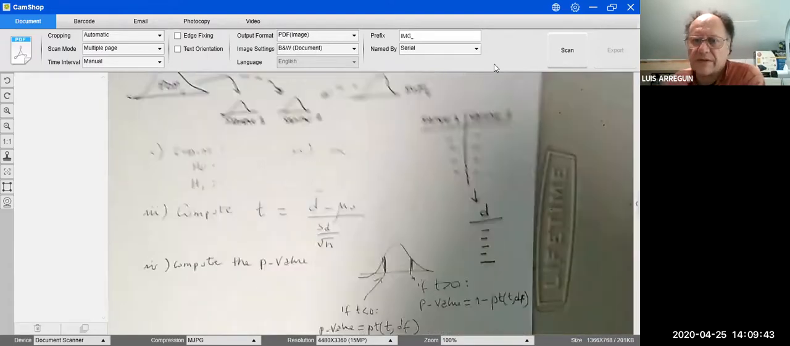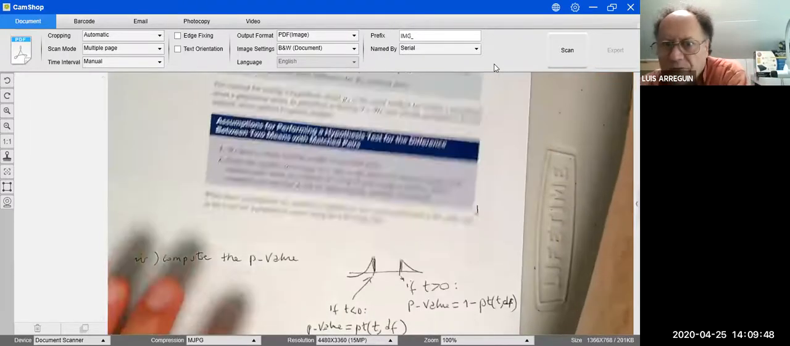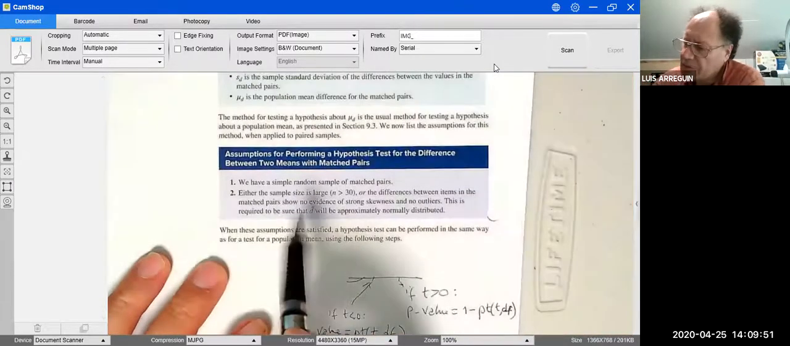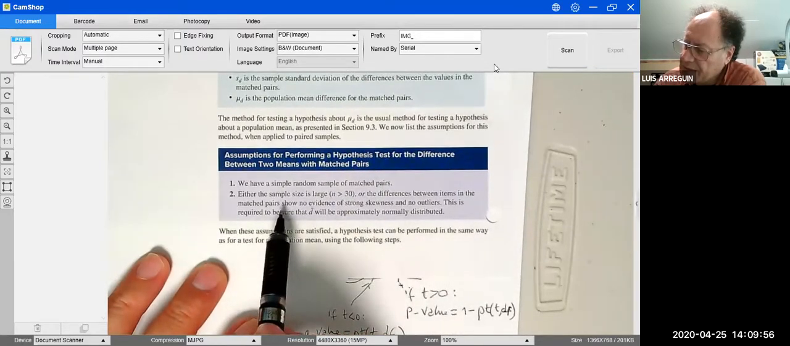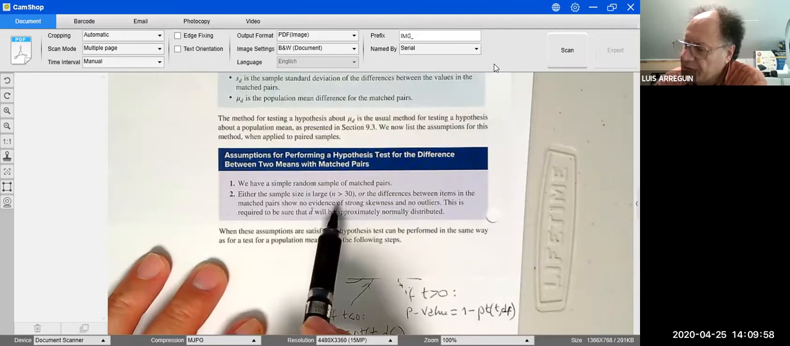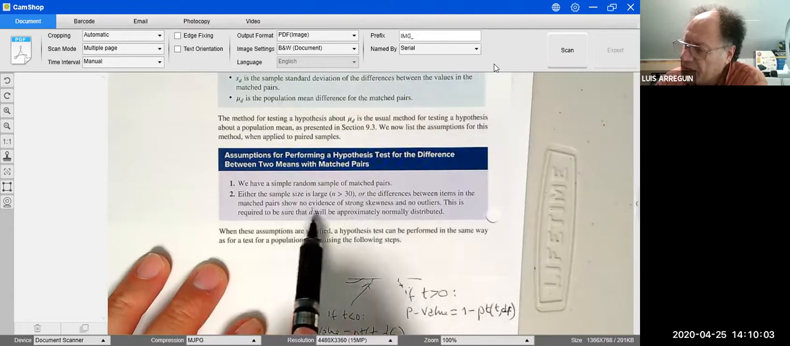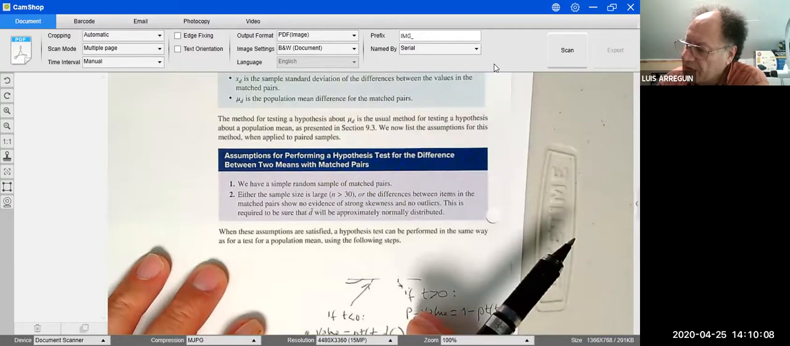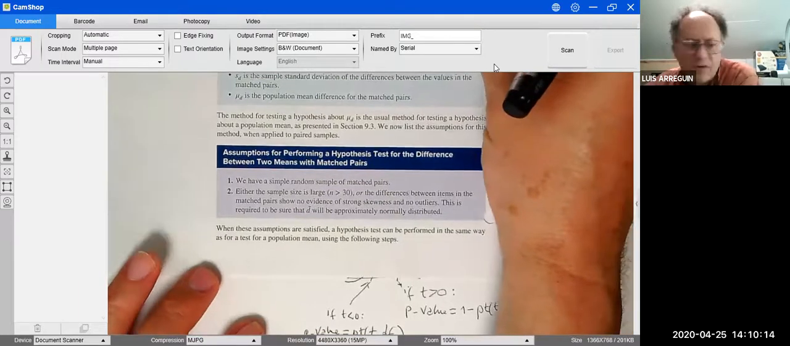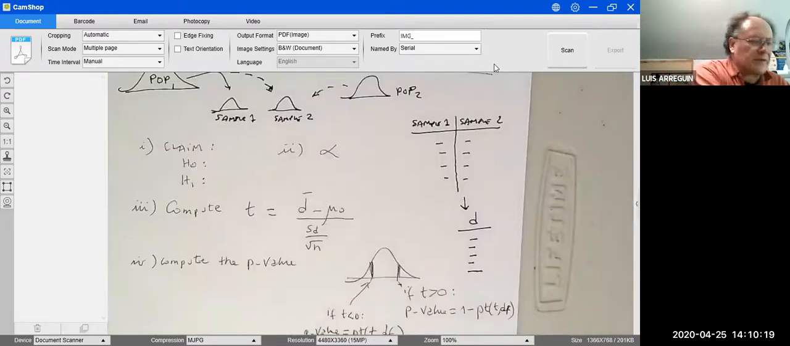So we can see on page 544 the assumptions to conduct this kind of testing. So we need to have a simple random sample of matched pairs, and either the sample size is larger than 30, or the differences between the items in the matched pairs show no evidence of strong skewness and no outliers. So in other words, the differences follow a normal distribution. So those are the assumptions that we need to satisfy in order for us to use the method that is now going to be described.